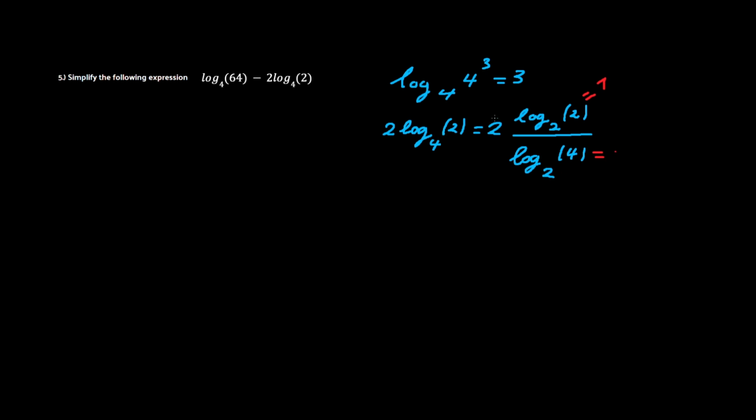And the base is 2, so the whole part in the denominator is 2. And at the end of the day, we get a half. But of course, all this is multiplied by the 2 over here. So we get 2 multiplied by half. And all this is equal to 1. And so now that we've simplified both sides, it's as easy as just writing 3 minus 1. And this is equal to 2. And this is the answer.